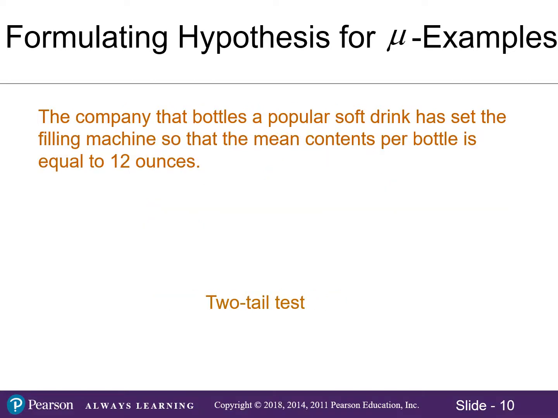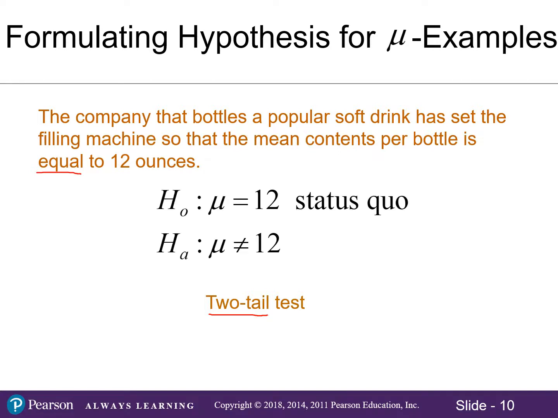The company that fills a popular soft drink sets a filling machine so that the mean contents per bottle is equal to 12 ounces. I say this is a two-tailed test. The reason I know is because there's nothing in here about being lesser, greater, or smaller. So this to me feels like it's just going to be a difference test. The status quo is that it's actually equal to 12 ounces.